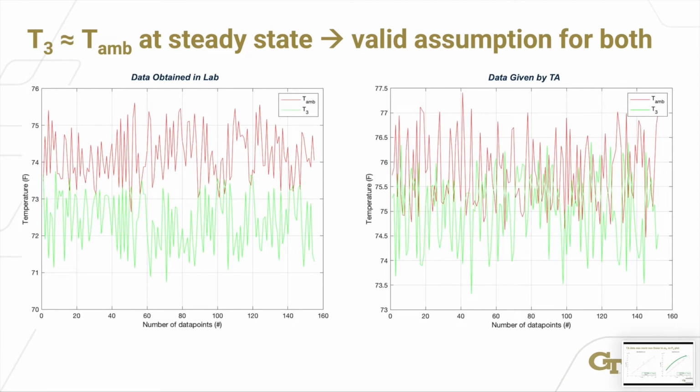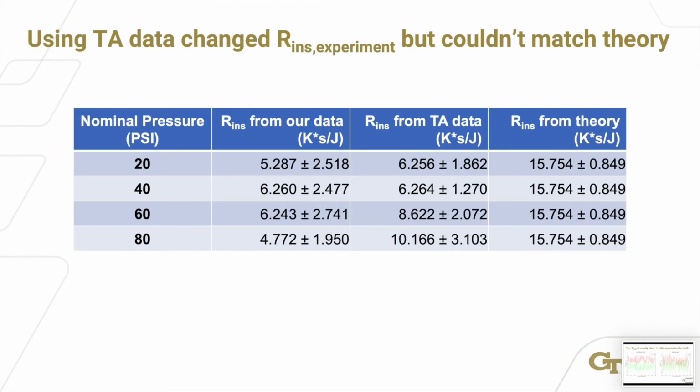The last step in the analysis for this lab was to calculate the thermal resistance of the insulation block. One key assumption for this calculation was that T3 was roughly equal to T ambient. These plots suggest that this assumption holds true for both our data and the TA's data. The thermal resistance values calculated from our data, the TA's data, and theory are tabulated here. The key takeaway from this data is that even using the data given to us by the TA, we could not match the thermal resistance predicted by heat transfer theory.